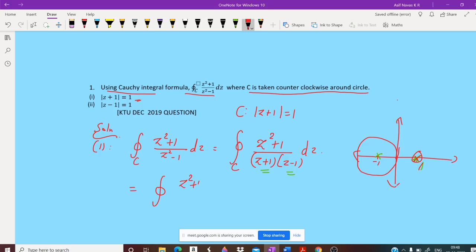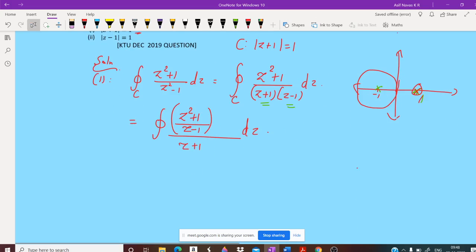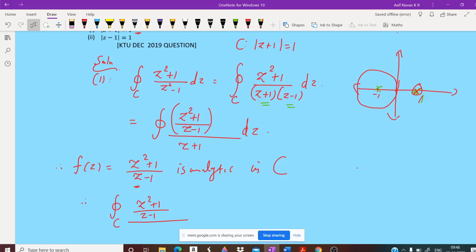So you can write z square plus 1 divided by z minus 1. This you can take in the numerator because this is analytic, and z plus 1, dz. So here f of z is z square plus 1 divided by z minus 1, and this is analytic in C, because the only point where f is not analytic is 1, which is outside C.